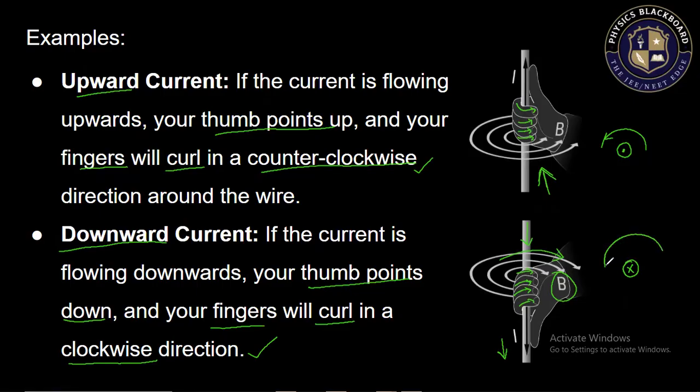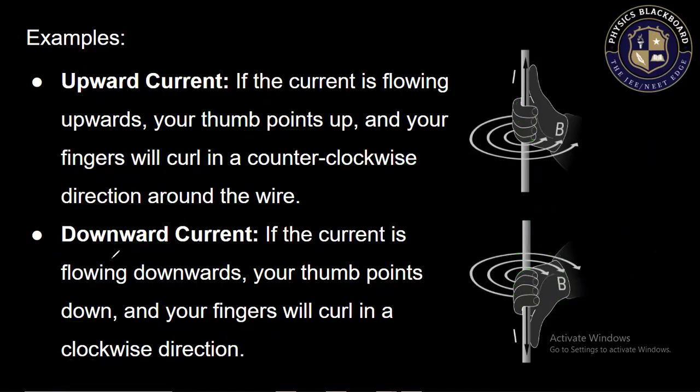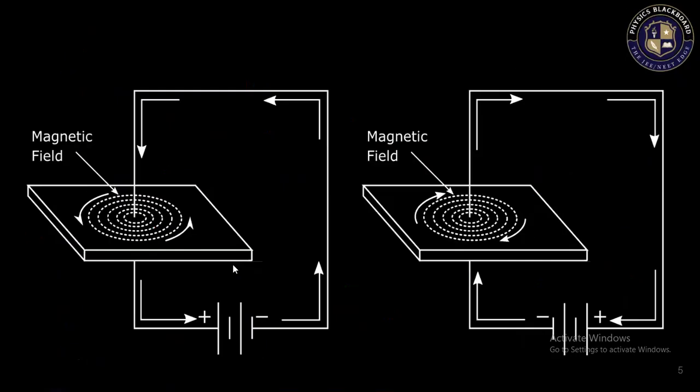Then in this case, the direction of magnetic field produced around that linear conductor is in clockwise direction. Clear? Yes. Here we see the patterns of magnetic field lines around the current carrying conductor.